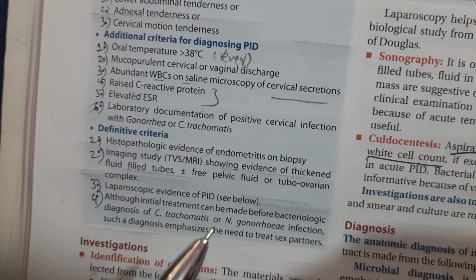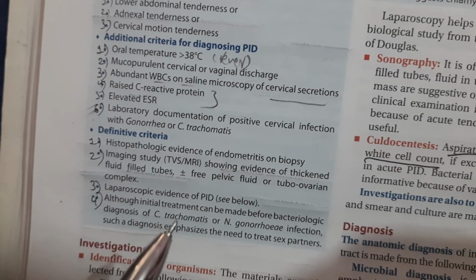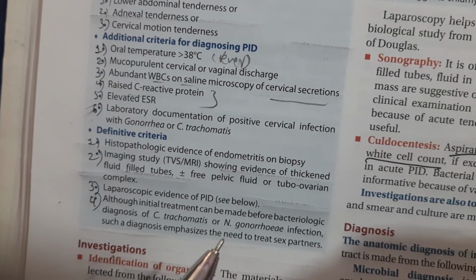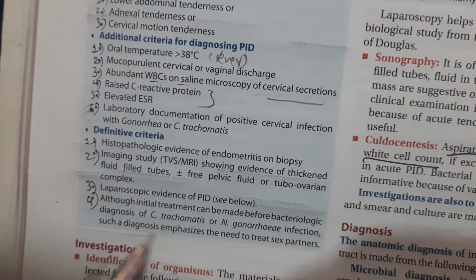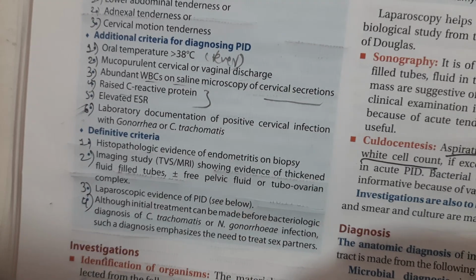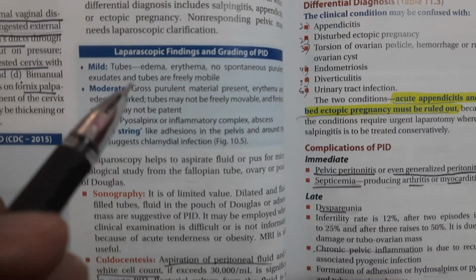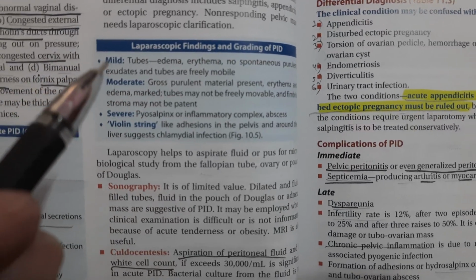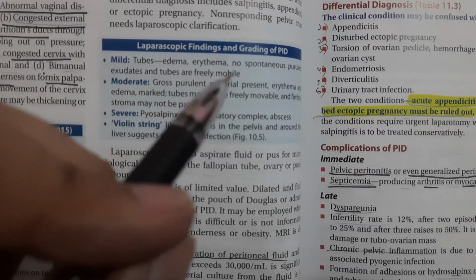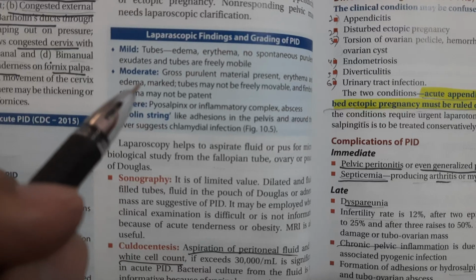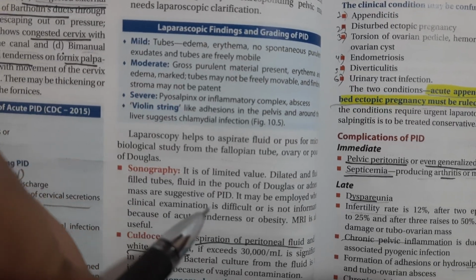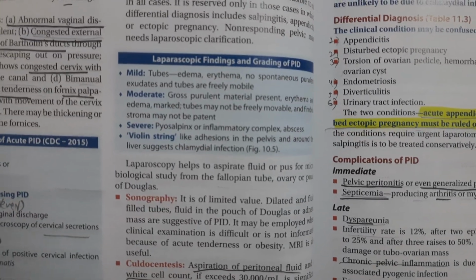Although initial treatment can be made before bacterial diagnosis of Chlamydia trachomatis and Neisseria gonorrhoeae infection, such diagnosis emphasizes the need to treat the sex partner. So that was our definitive criteria. And just let's revise the laparoscopic findings too. As we have already said, in mild infection there is tube edema and erythema, no spontaneous purulent discharge. So you can just grossly see it, and that was all.